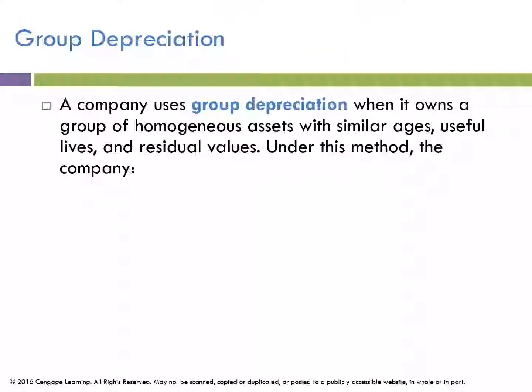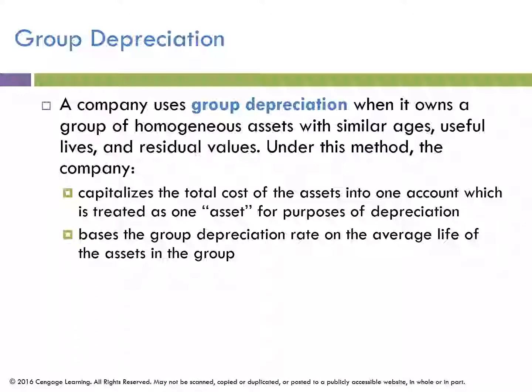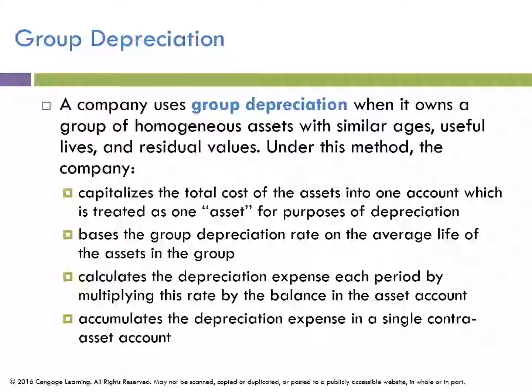In group depreciation, a company, when it owns a group of homogeneous assets with similar ages, useful lives, and residual values, could capitalize the total cost of the assets into one account and treat it as one asset for purposes of depreciation instead of separate ones, and then base the group depreciation rate on the average life. So we calculate depreciation expense each period by multiplying this rate by the balance in the asset account. And we accumulate the depreciation in one contra account.